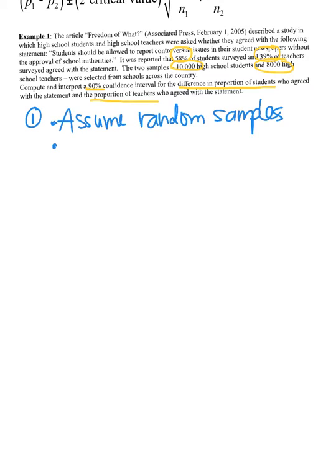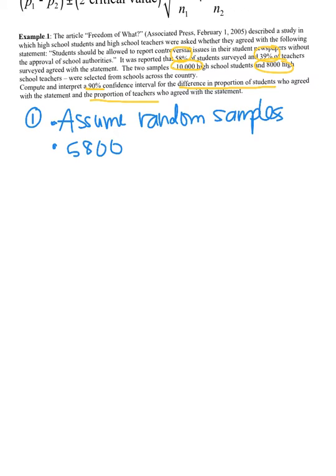All right. And the second one we want to check is the np-hat and nq-hat. So let's start with students. 58% of the students said yes. So if I do 0.58 times 10,000, I get 5,800 students said yes. So that is my np-hat for students.